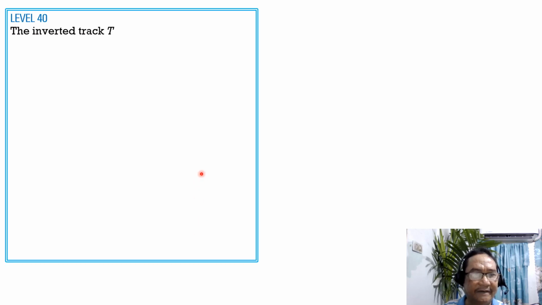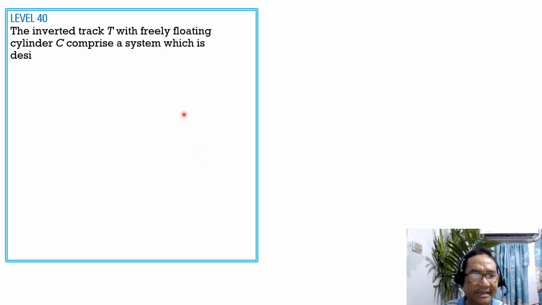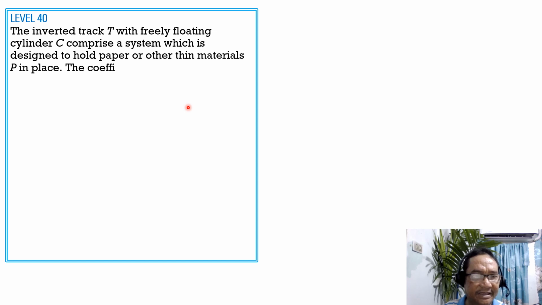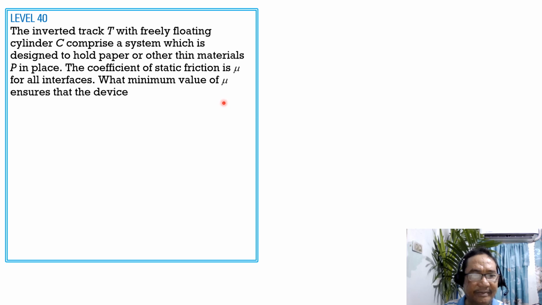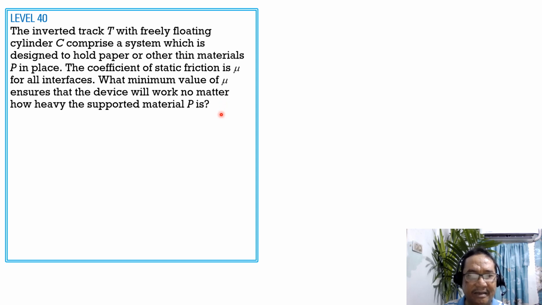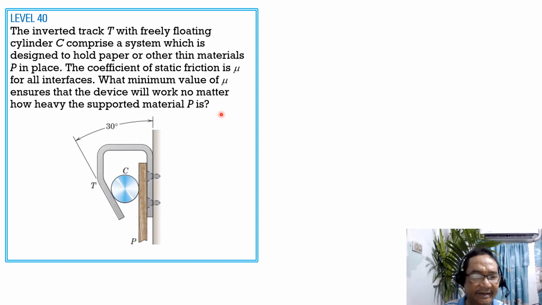Problem 40: the inverted track T with freely floating cylinder C comprise a system which is designed to hold paper or other thin materials P in place. The coefficient of static friction is mu for all interfaces. So what minimum value of mu ensures that the device will work no matter how heavy the supported material P is. So here is the given figure.